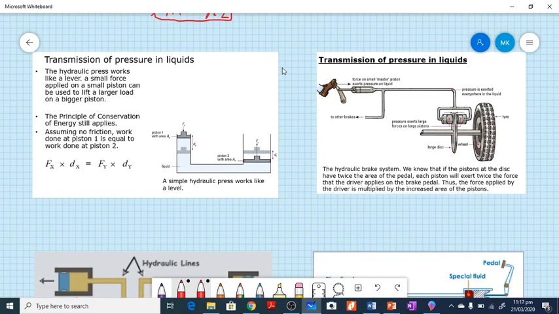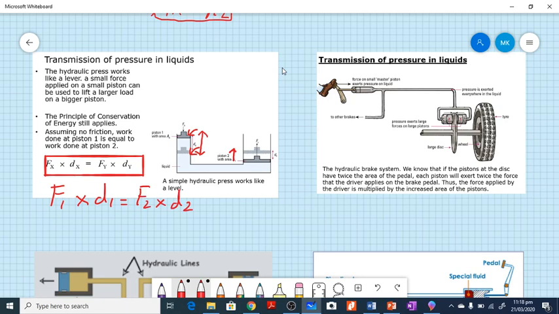Now you can see that this was the initial position of the piston, and this is the final position of the piston. So it has traveled a small distance d1 in this direction. Similarly, on the other side, the piston is moving in the upward direction and covering some distance. So another formula which you will use for your calculation is Fx into dx is equal to Fy into dy. Or similarly, we can write that F1 into d1 is equal to F2 into d2.